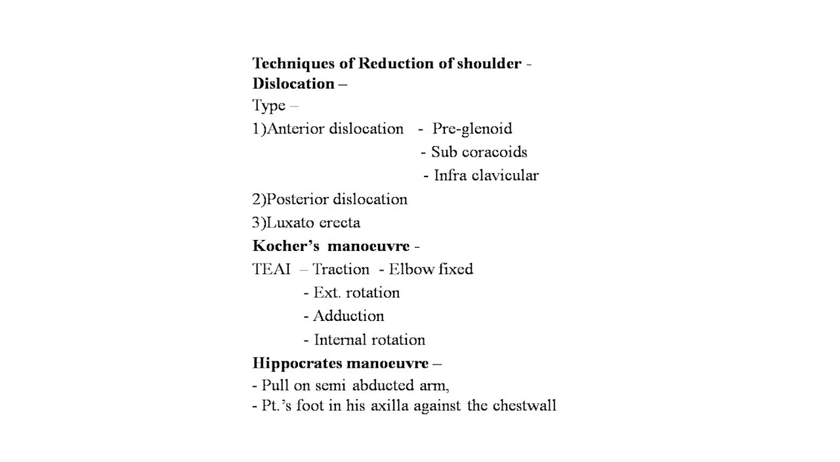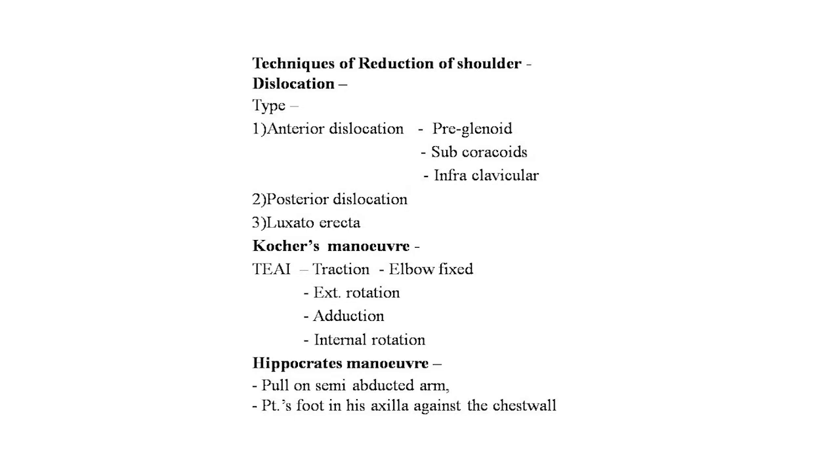The next point is the techniques of reduction of shoulder if there is a dislocation of the shoulder joint. Types: anterior dislocation, which includes preglenoid, subcoracoid and infraclavicular; second is the posterior dislocation, and third is the luxatio erecta. These are the types of dislocation of the shoulder joint. Now Kocher's maneuver for reduction of shoulder dislocation: TEAI. T means traction, elbow fix; E external rotation; A adduction; and I internal rotation. This is Kocher's maneuver.